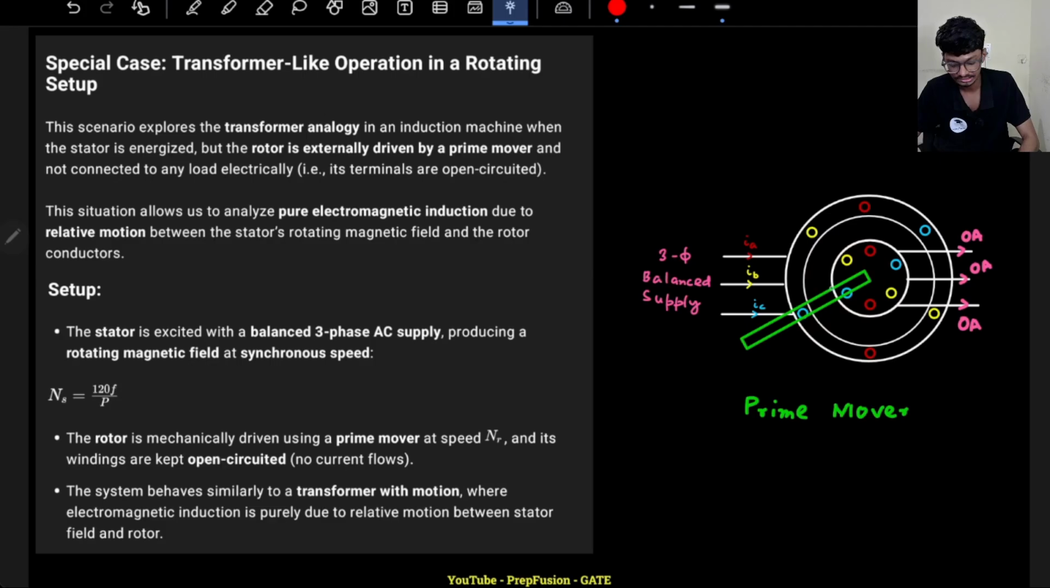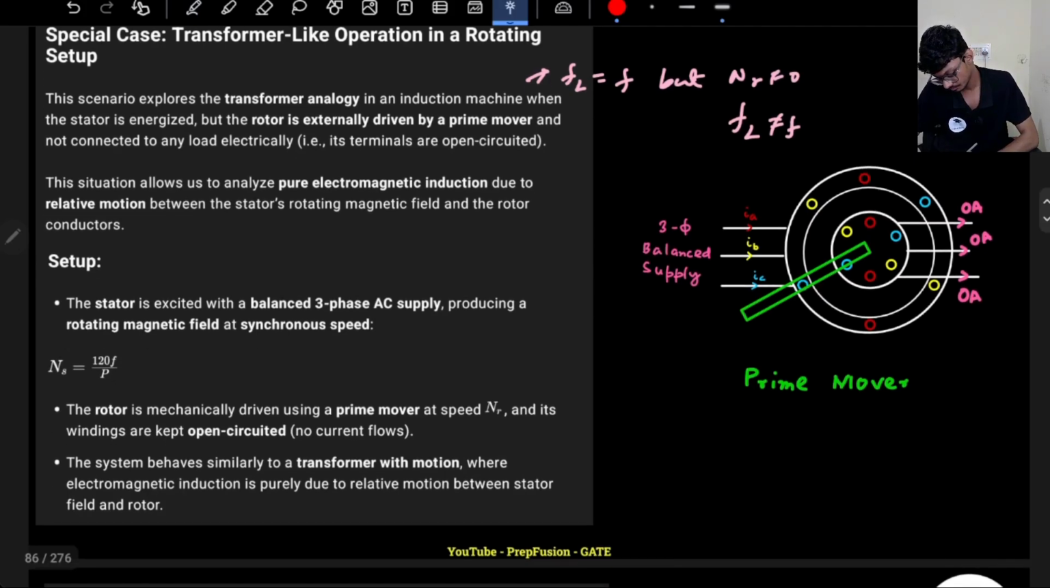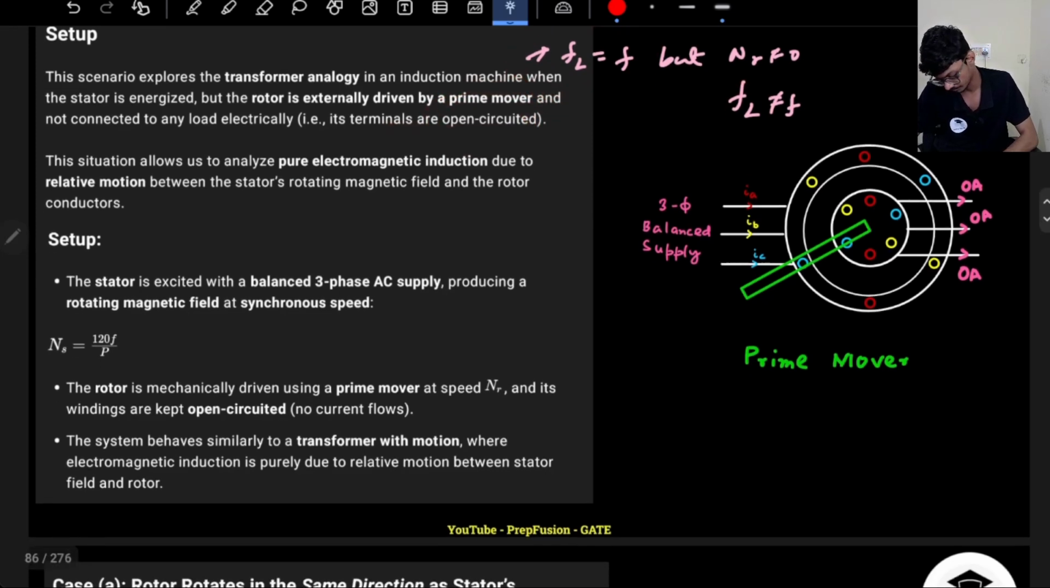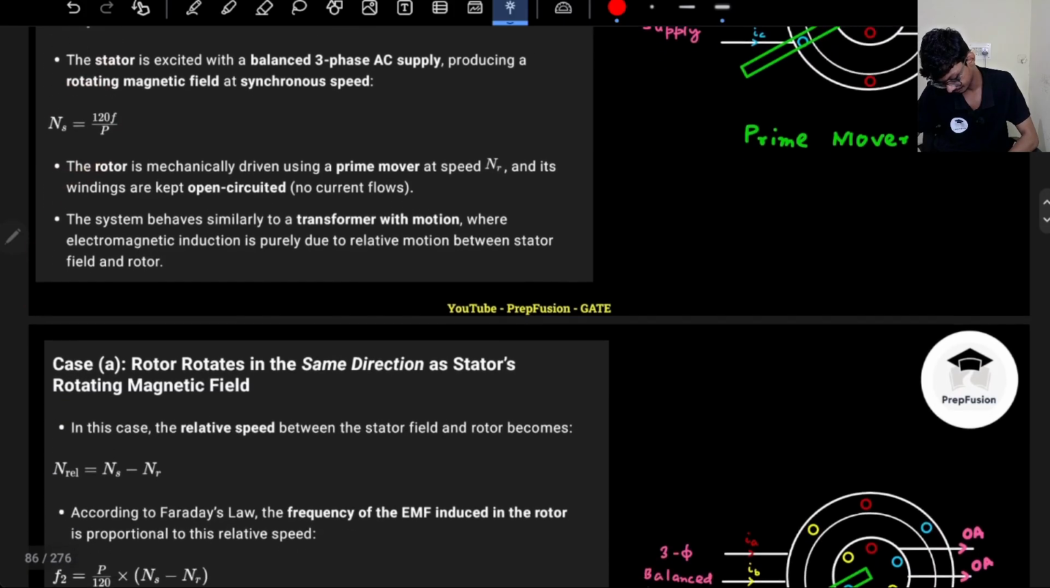Why is it not exactly a transformer? Because if the rotor is blocked, then the frequency of the rotor and the frequency of the stator is same. But if nr is not equal to 0, then f2 is not equal to f, hence it is not exactly like a transformer. It is kind of similar to a transformer, because here also mutual induction happens. Okay, so if its terminals are open circuited, then it will behave as a transformer. Otherwise it will not behave as a transformer, because nr will be 0, right? Yeah, this was the synchronous speed and all those things.